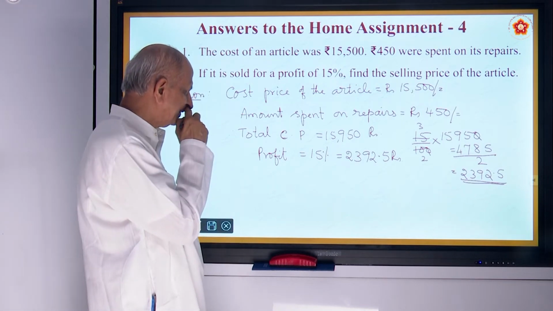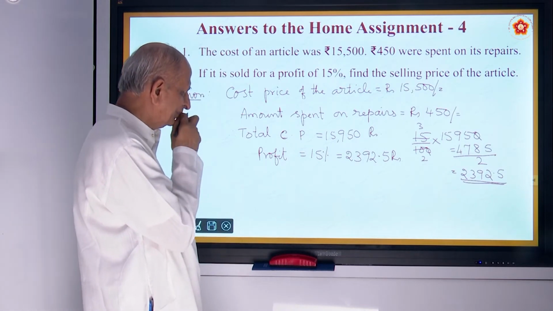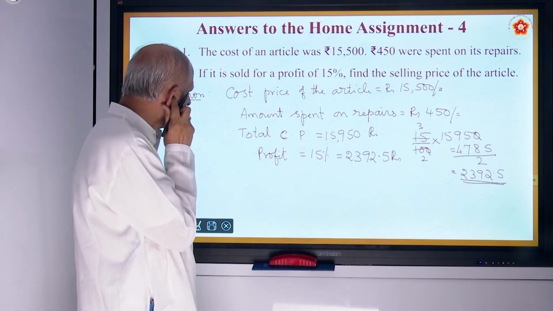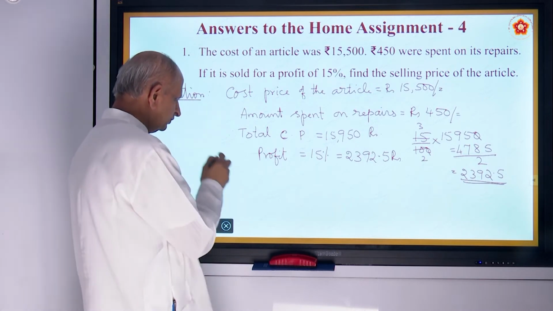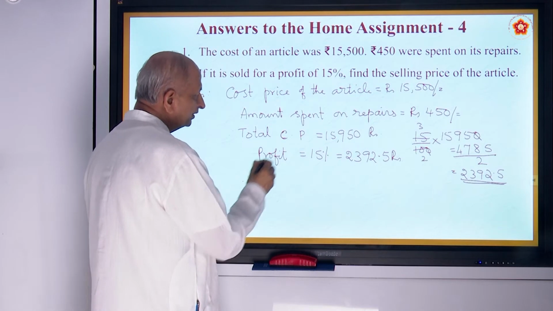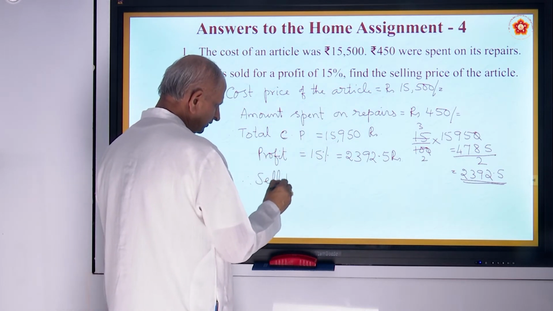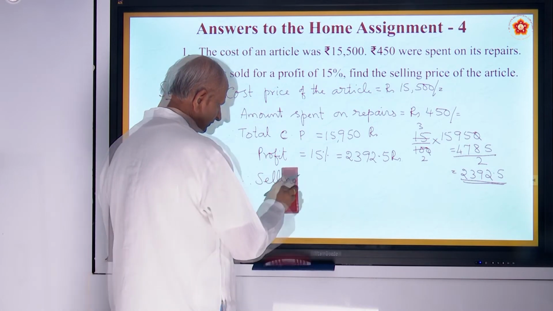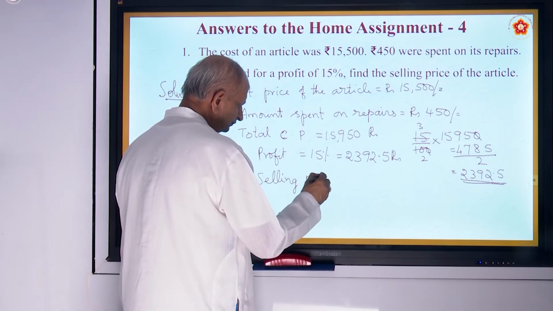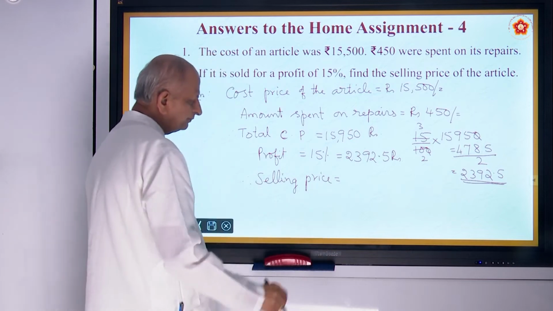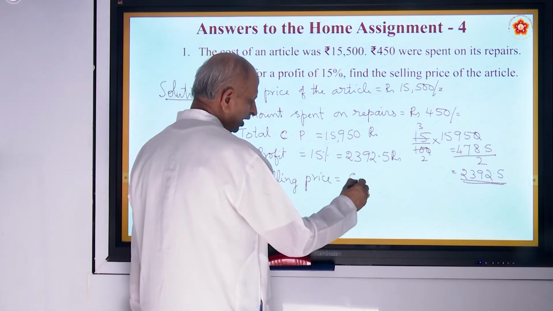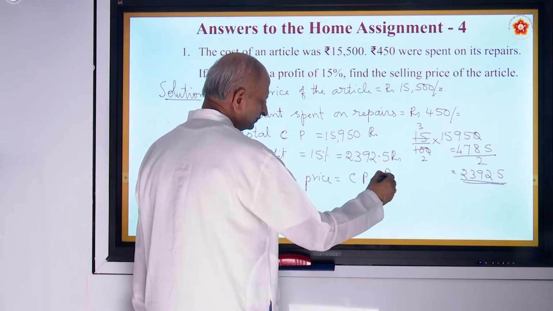So that is 15%. Okay, and then now this is to be added. They are asking the selling price. SP we call it. Selling price, we call it as SP. How to do it? That is cost price plus profit.